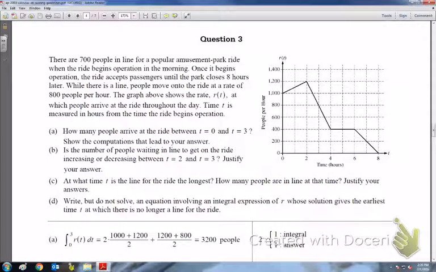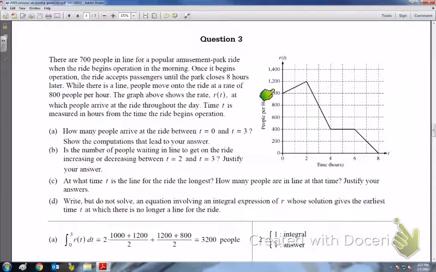Part 2 says, is the number of people waiting in line to get on the ride increasing or decreasing between t equals 2 and t equals 3? Justify your answer. So again, let's come back here. We were given two sets of information about the number of people waiting in line, or the rate at which people are waiting in line.